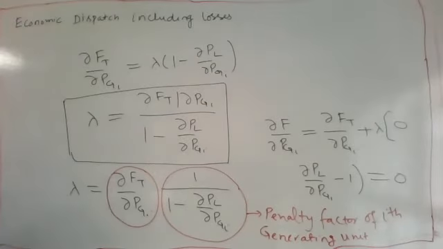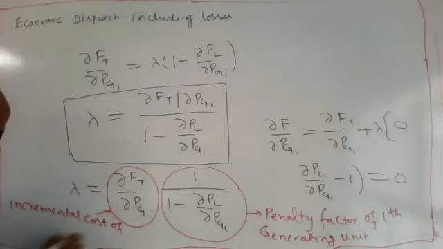Okay. Similarly, what is this? Del f_T over del P_Gi. You know this. This is called the incremental cost of the ith generator. Okay. This is the incremental cost of the ith generator.